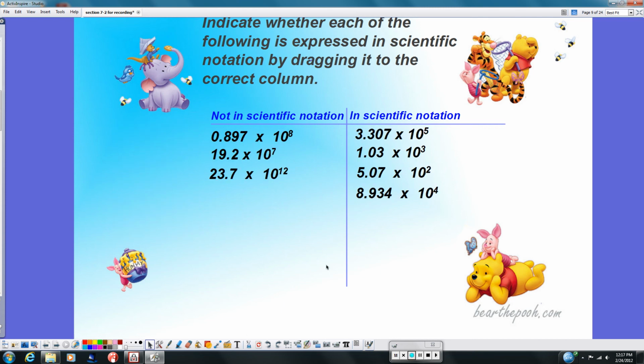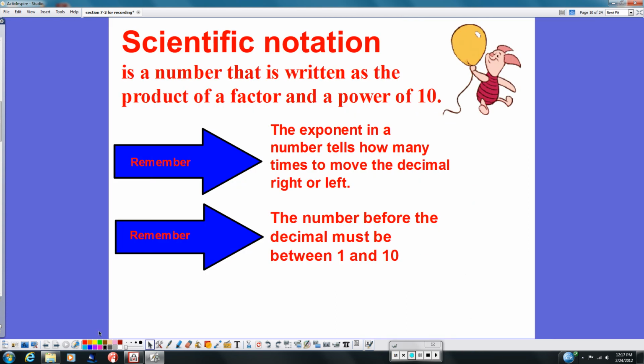Let's take a look. These three are not in scientific notation because, again, this one is smaller than 1 and these two are bigger than 10. These ones are in scientific notation because they're all between 1 and 10. They're all multiplied by 10 to some power.